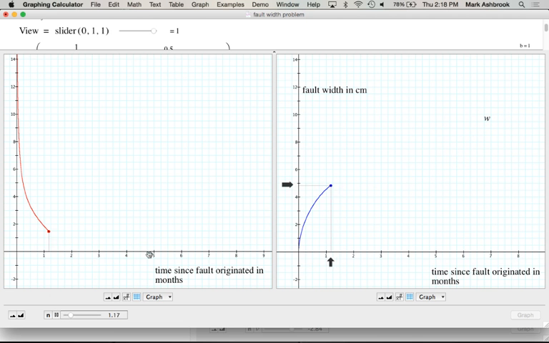Value of the rate of change is? Negative, which shows up below the x-axis. Okay?